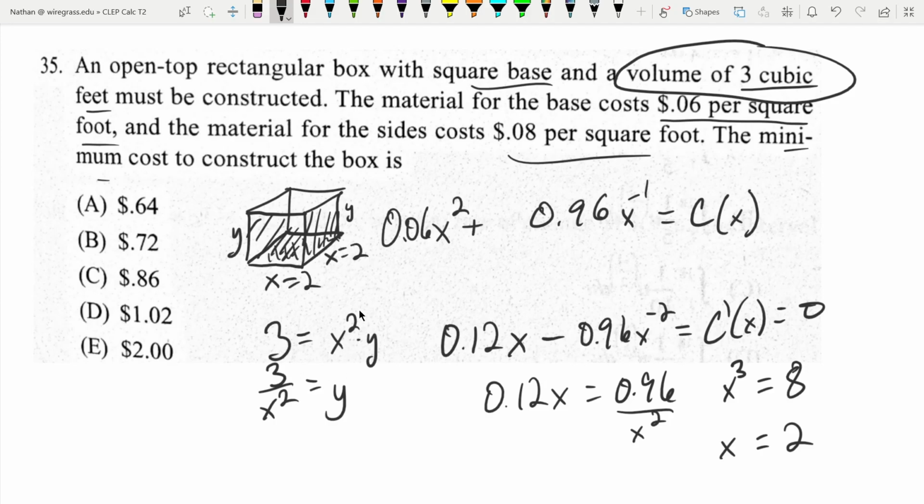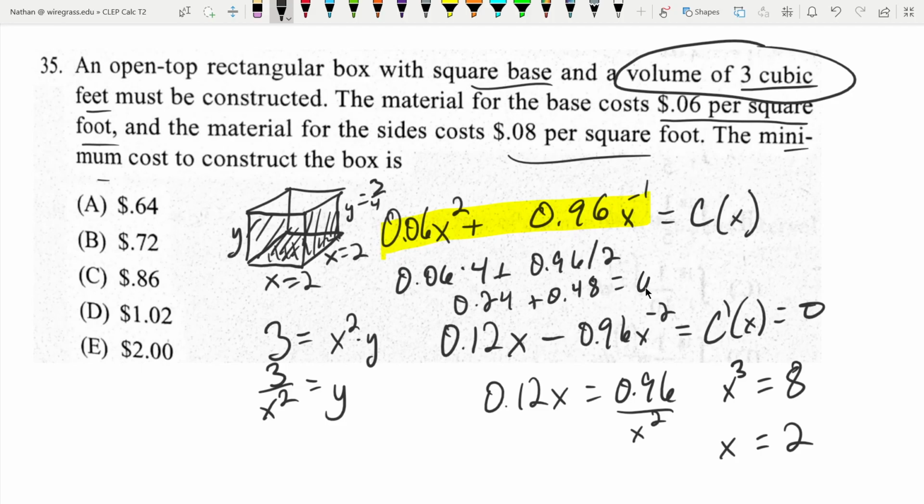And of course, 2 squared is 4. Divide that over, this is going to end up being 3/4. That's not necessary. All we really care about is the minimum cost. So we really just need to plug x into our cost function here. So doing that, we're going to get 0.06 times 2 squared, which is 4, so that's 0.24, plus 0.96 divided by 2, which is going to be 0.48, and that gives us 0.72.